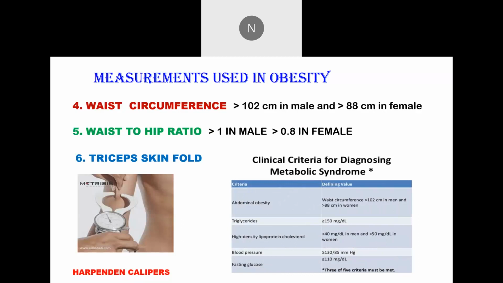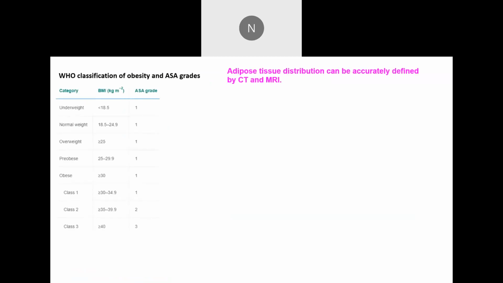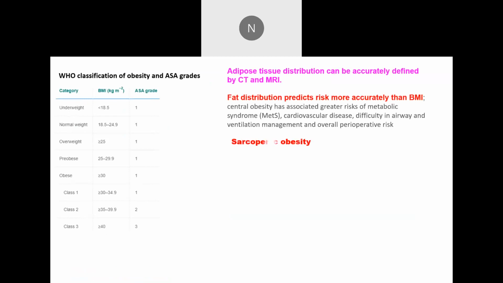Then the clinical criteria for metabolic syndrome, these 5 things: abdominal obesity, triglycerides, high density lipoprotein, blood pressure, and fasting glucose. And this is the WHO classification. And adipose tissue can nowadays be accurately assessed by CT and MRI than any other investigations. And the importance of metabolic syndrome is recognized more and more nowadays.